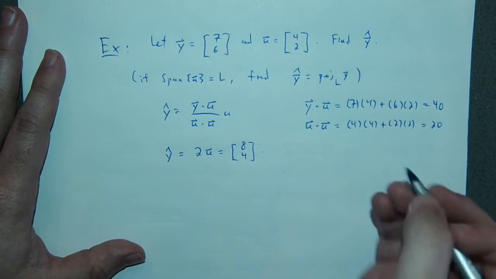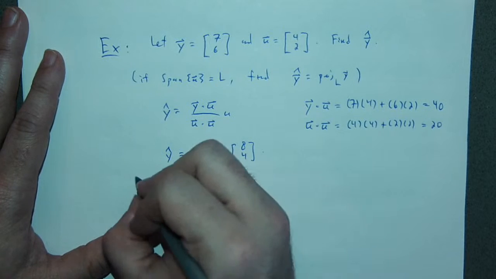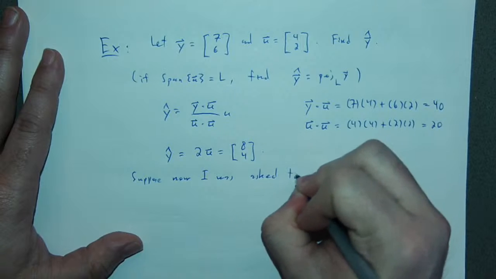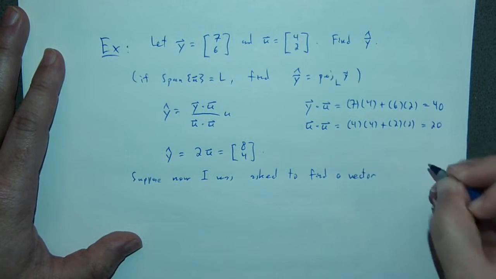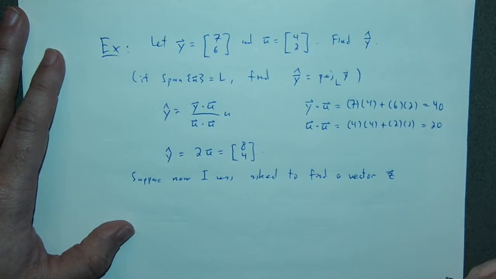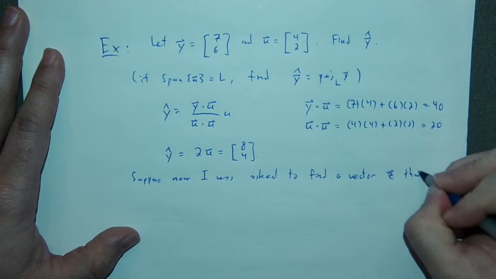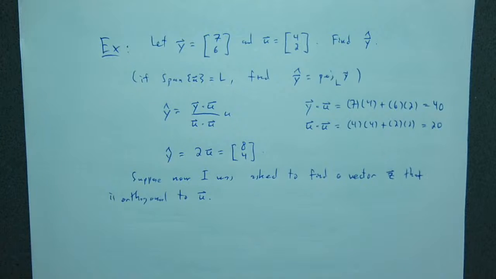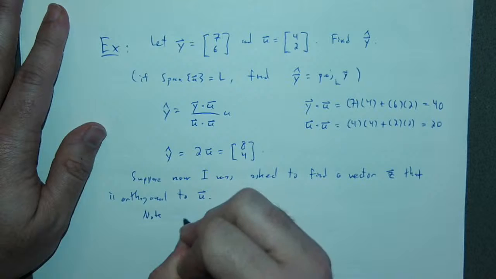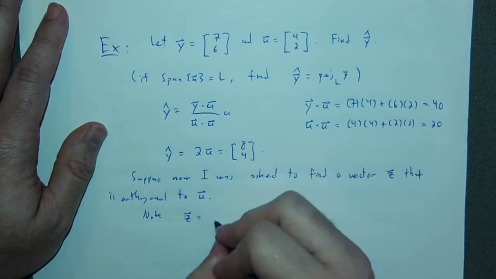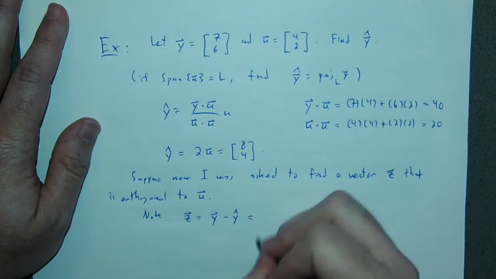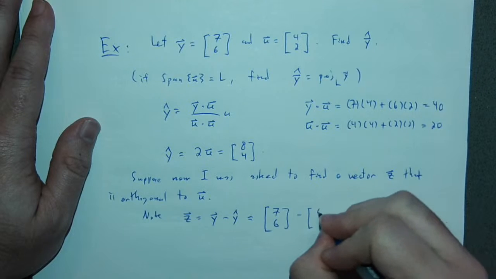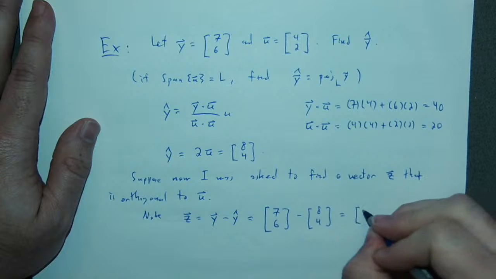So then we could just check actually. Suppose now I was asked to find a vector z that is orthogonal to u. How could I do that from this construction? Well, note that if I set z to be y minus y hat, that is, y is 7, 6, y hat is 8, 4, then this is minus 1, 2.